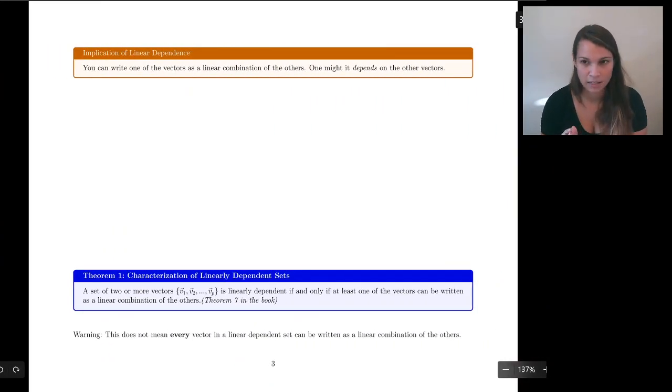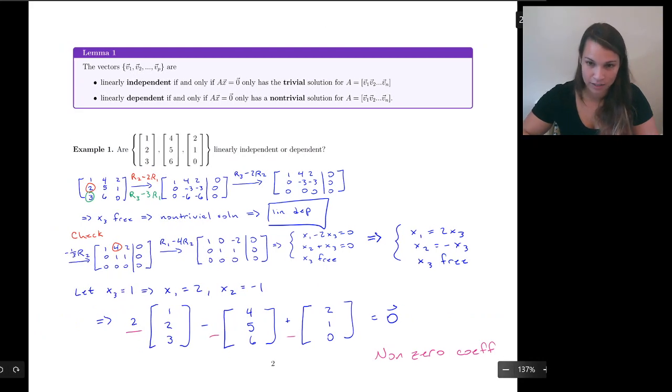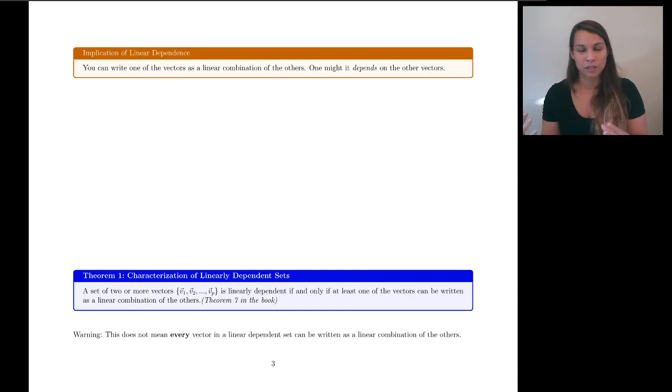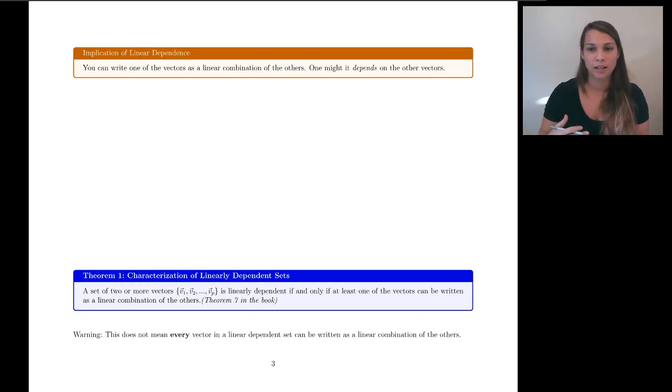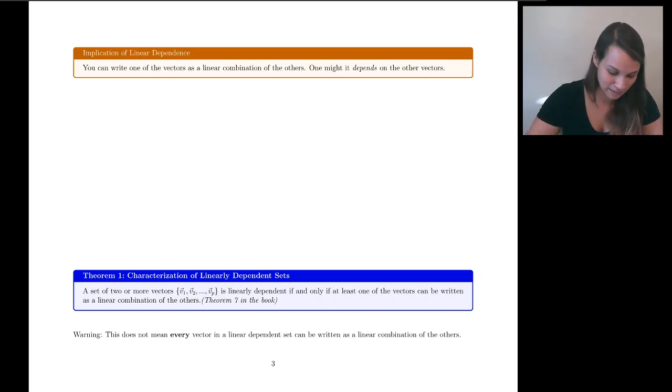Okay, so implications of linear dependence. This is for those of you that said maybe it looked like a linear combination. Yes, it did. From linear dependence, you end up with these non-zero coefficients over here. You can write one vector just by rearranging things. You can write one vector in terms of the others. It is a linear combination of the others. You might even say it depends on the other vectors, hence linear dependence.